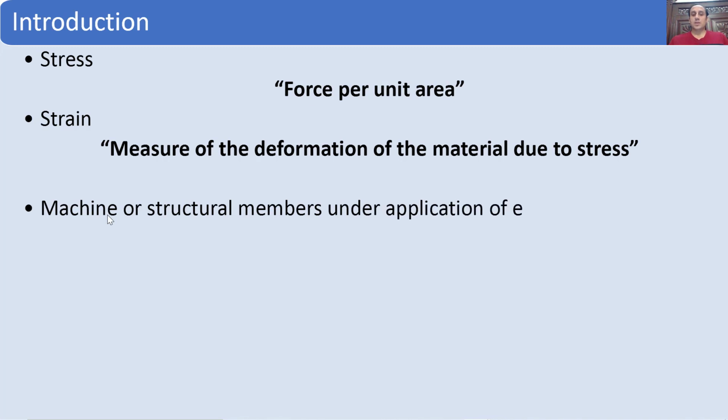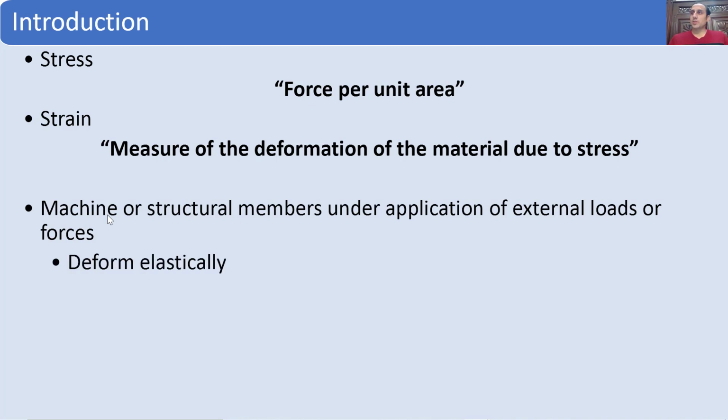Okay, so that stress can be on anything. It can be a structure, it can be a structural member, it can be any machine part, it can be any link of a mechanism, it can be anything. Okay, so if an external load or force or dynamic load or dynamic force is applied on some machine part or structural member, what will happen? There will be deformation, there will be deflections.